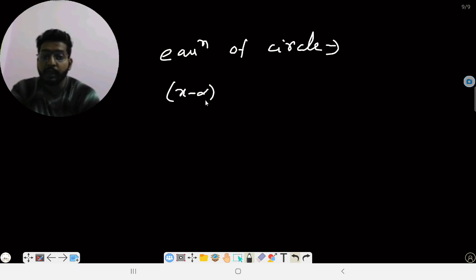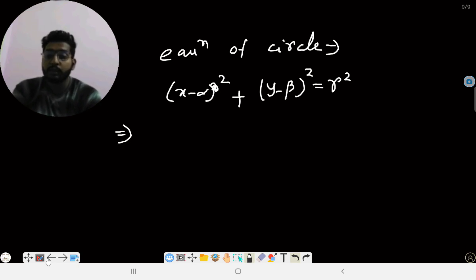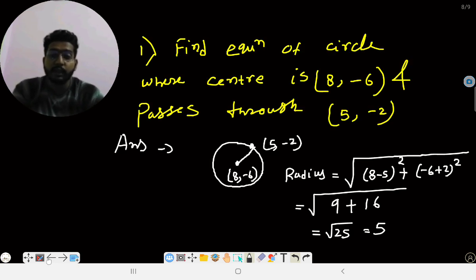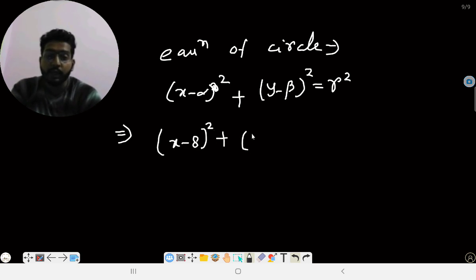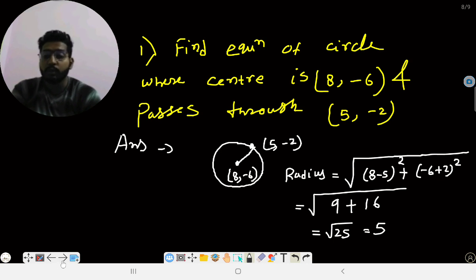The equation will be (x minus alpha) whole square plus (y minus beta) whole square equals r square. This is the equation of the circle. Now here you can see the center is 8 comma minus 6. That means (x minus 8) whole square plus (y plus 6) whole square equals r square. Now r is 5, so 5 square. So that will be the equation of the circle.